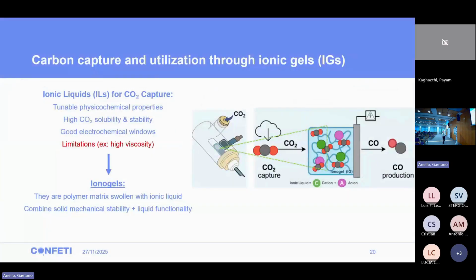So as an introduction, why did we select ionic liquids? It's because they have tunable physicochemical properties and they have high CO2 solubility and selectivity, but they have some limitations, which led us into using them in the form of ionogels. Ionogels turn ionic liquids into a polymer, which can be used for capturing the CO2 and also transforming it into CO in a direct one-way step.